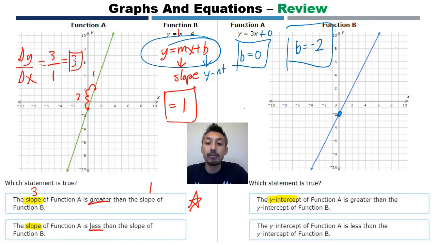So which is greater? Is 0 greater than -2, or is 0 less than -2? Again, whichever number is closer to the positives is the greater number. In this case, 0 is the greater number. The y-intercept of function A is greater than the y-intercept of function B. So here, the first option is correct.